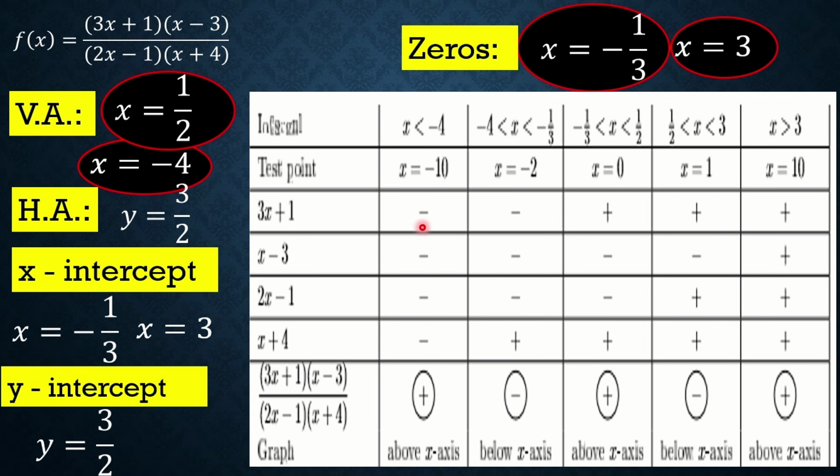So, dito sa x less than negative 4, positive yung makukuha natin. So, ibig sabihin nun, above the x-axis. Then, yung x is greater than negative 4 but less than negative 1/3, ibig sabihin sa pagitan nila, yung graph natin ay nasa baba ng x-axis. Sa pagitan naman ng negative 1/3 at ni 1 half, yung graph naman natin ay above the x-axis. Sa pagitan ni 1 half at ni positive 3, nasa baba ng x-axis yung graph natin. And then yung x is greater than 3, nasa taas yung graph natin ng x-axis.